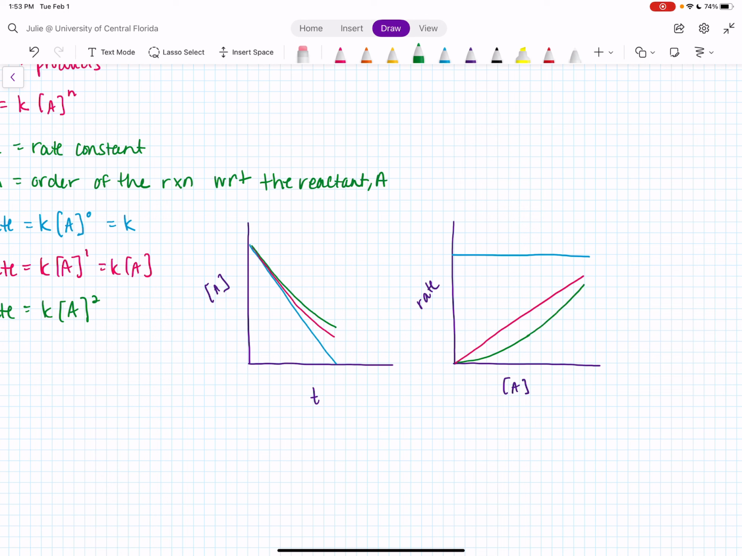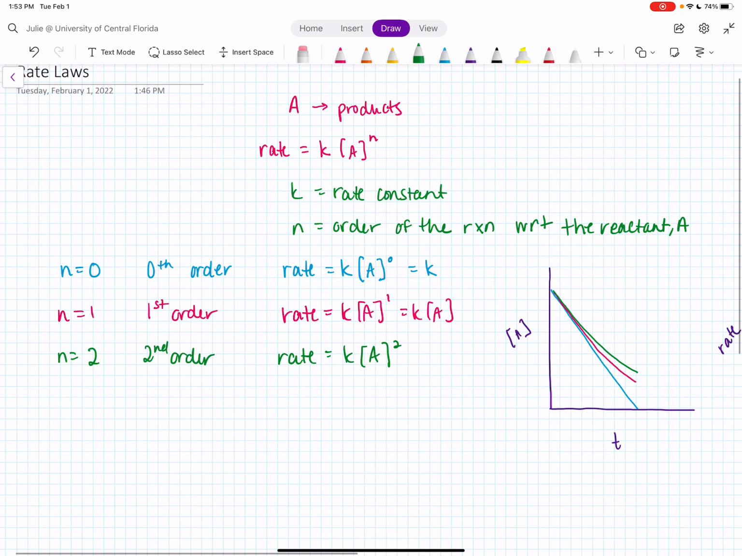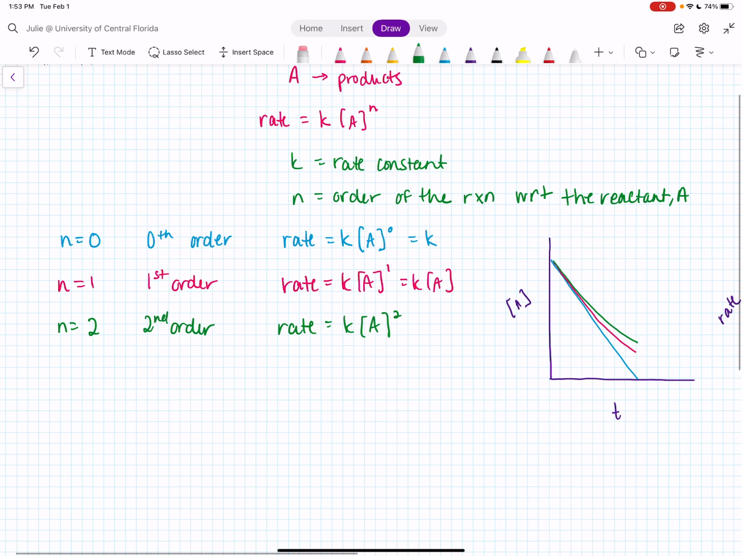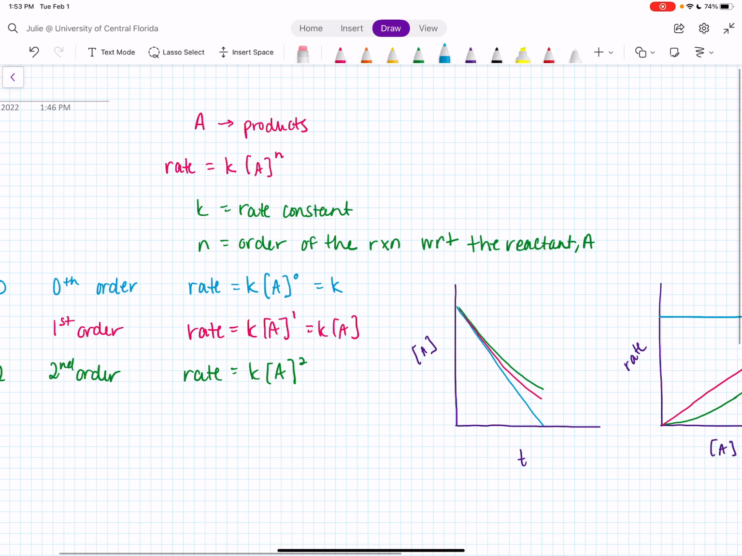All right. This information is useful because now we can predict what's going to happen if we change the concentration of any given reactant in a reaction. Okay, so if we're still looking at A decomposing into products, this is our reaction, right? Let's say that this reaction is first order. Okay, so for example, if this is first order and the rate law is rate is equal to K times the concentration of A raised to the power of 1, but we don't write the 1.